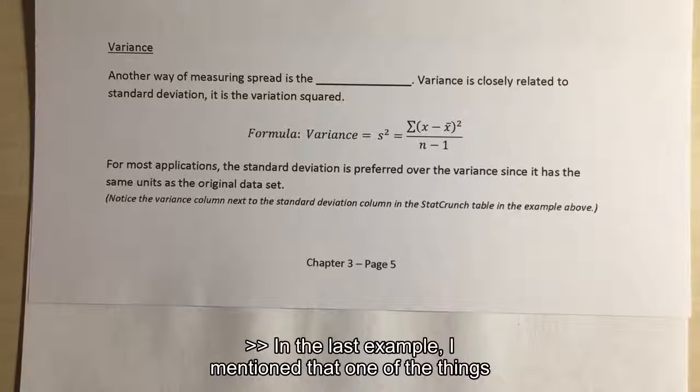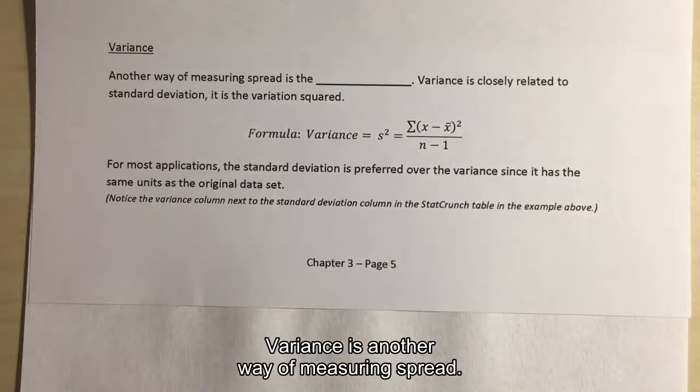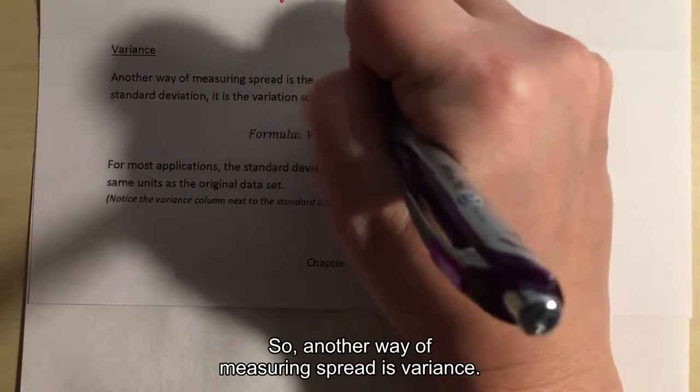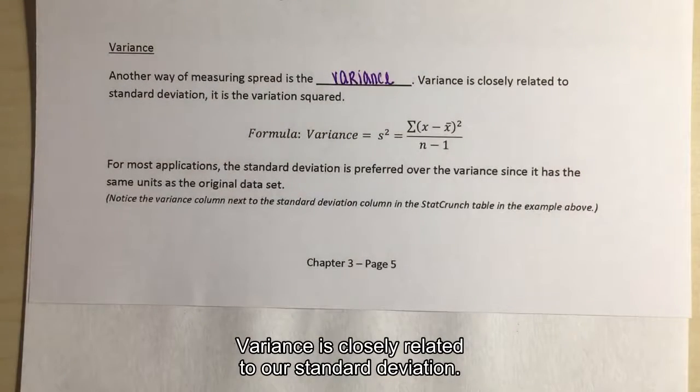In the last example, I mentioned that one of the things that we get from StatCrunch in our summary statistics is our variance. Variance is another way of measuring spread. Variance is closely related to our standard deviation.